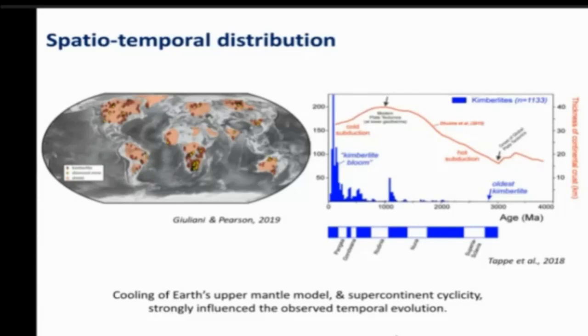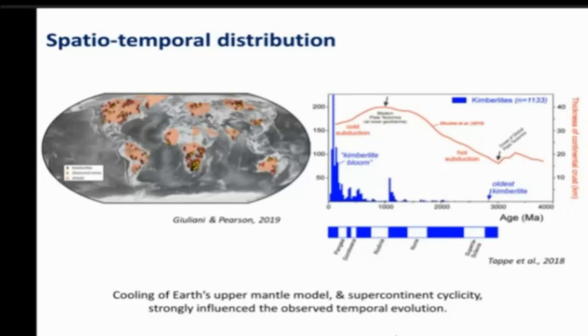Although that rule is not geodynamically very well studied, it is still being used. Recent studies suggest that the increasing oxidation state and volatile content in the upper mantle, due to the cooling of the Earth's mantle, led to the increasing production of kimberlitic magma and its emplacement during the post-Archean subduction recycling.